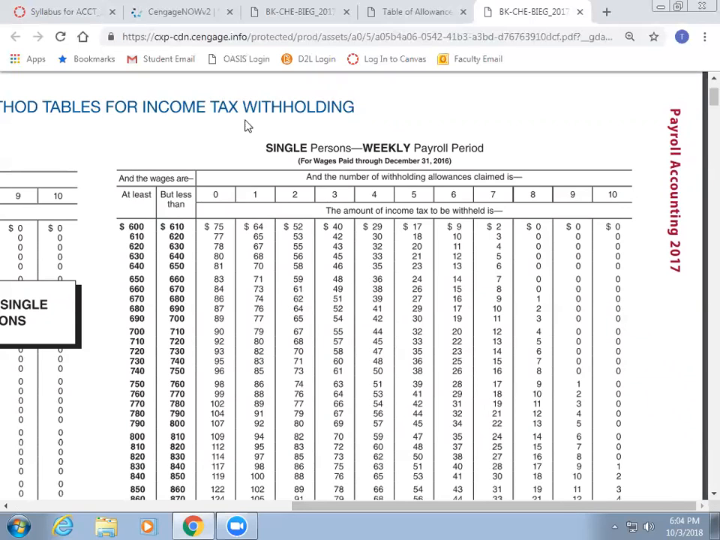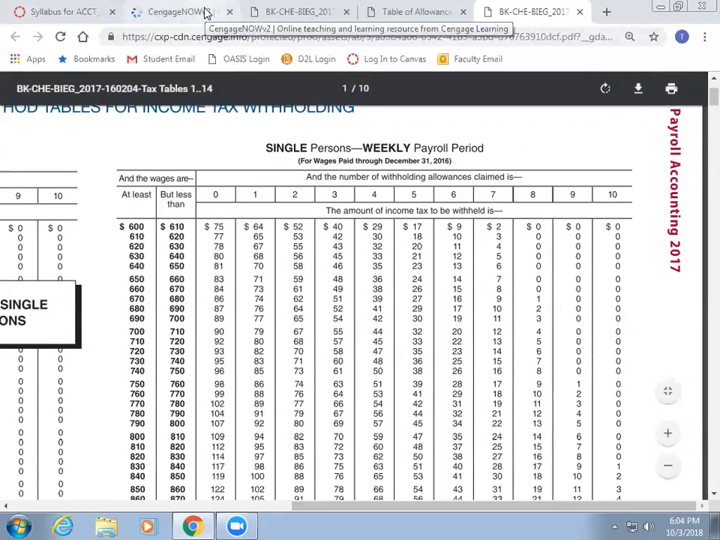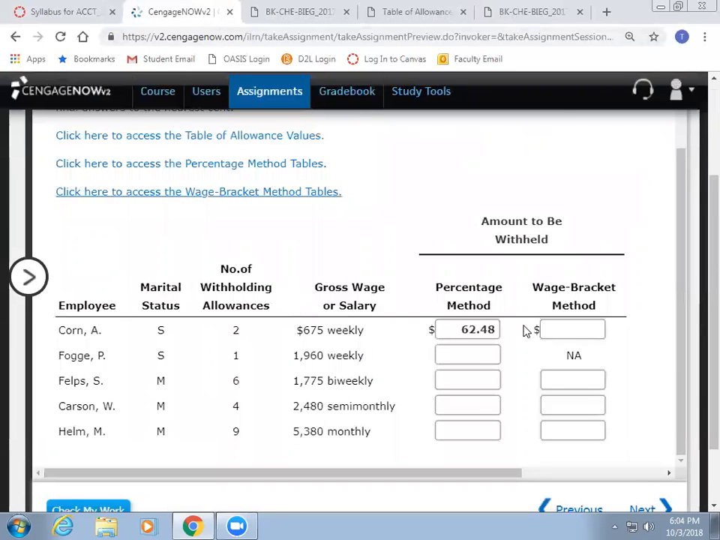Okay. So again, you just have to look it up on the wage bracket, so it's a little bit easier. As you can see, the withholding amounts are very close. One's just a lot easier to do. So the wage bracket method is a lot easier to calculate.